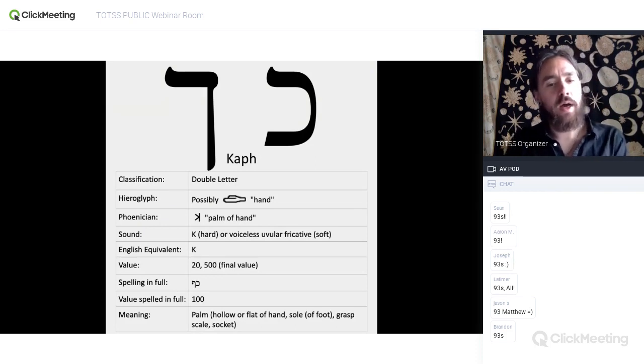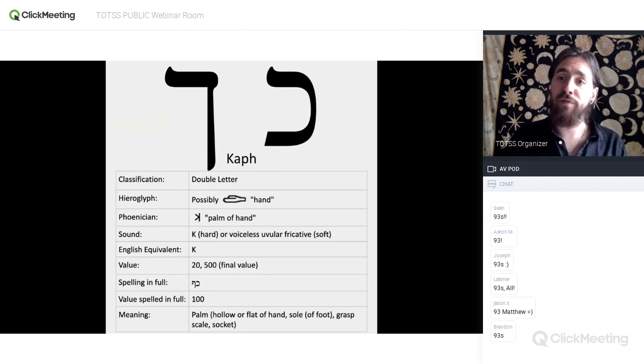All right, so its value is normally 20, because like I said, we're now counting by 20s. But then when we're using final values, when Kaph is the last letter in a word, it can also be enumerated as 500. As I said, I think it's almost more common to see, even when you've got the final form of the letter written, to still enumerate it as 20. That's probably more common than not, though you should be aware of both possibilities.